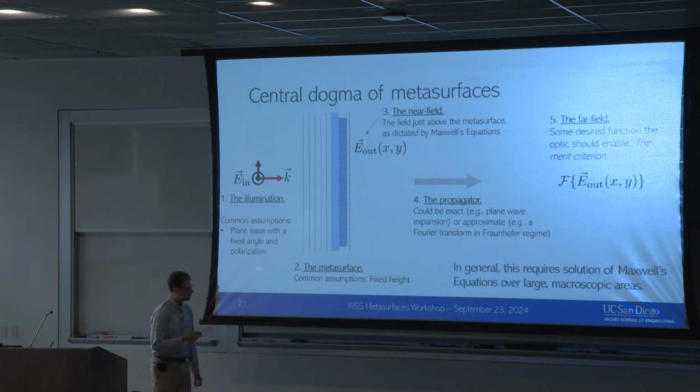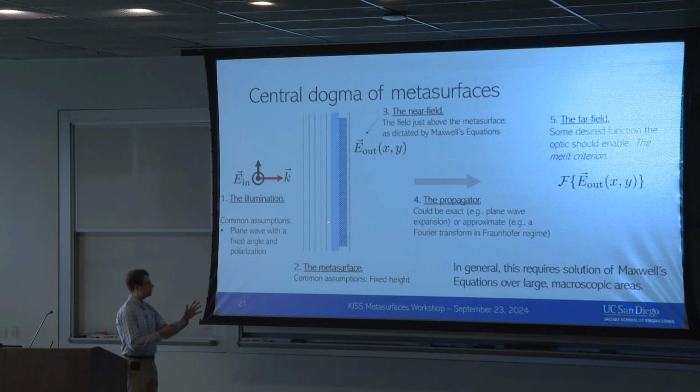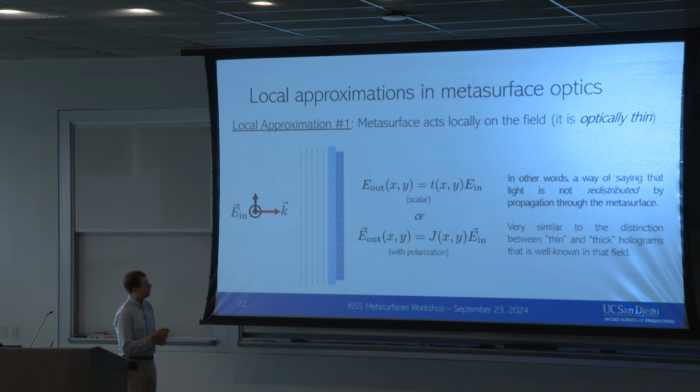In general, it should be said that this requires the solution of Maxwell's equations over large macroscopic areas. So, for instance, if I change anything about the metasurface, even in just one location, in general, we have to solve Maxwell's equations again to link the illumination to the near field, and that can be very cumbersome. So in practice, in the field of metasurfaces, whether they say it or not, there are two big approximations that people are applying. And I call these the two local approximations.